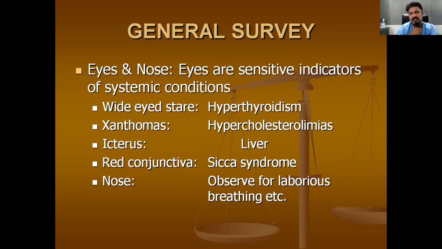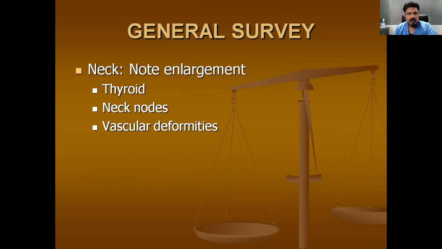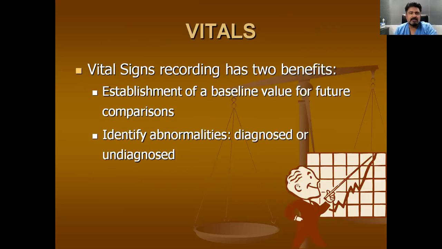Eyes and nose. Eyes are sensitive indicators of systemic conditions. A wide eye stare is seen in hyperthyroidism, xanthomas in hypercholesterolemia, then icterus in liver disorders, red conjunctiva in Sjogren syndrome, and the nose is observed for laborious breathing. You can check the breathing and all. In the neck, node enlargement should be seen, the thyroid, neck nodes, then vascular deformities.